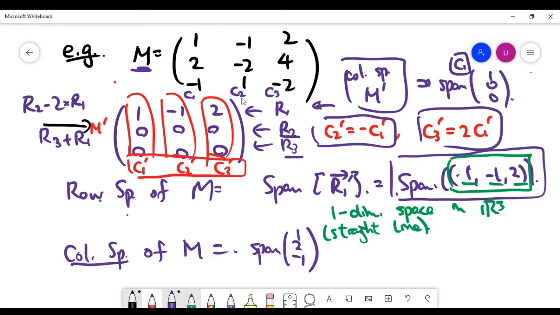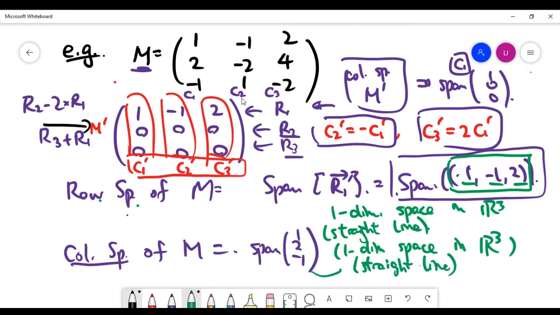And because our basis only contains one vector, it essentially means once again, we can describe the column space as a one-dimensional space in R3, and it is basically a straight line when we call it one-dimensional. And the straight line is determined by the direction of this vector. And that's the end of this example.